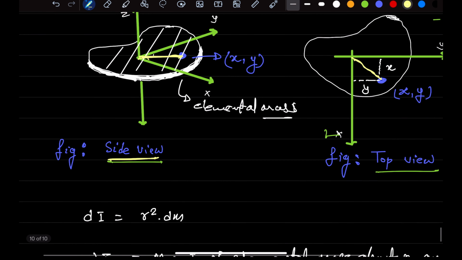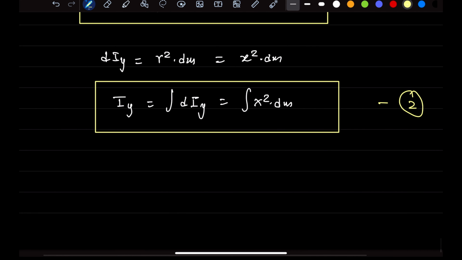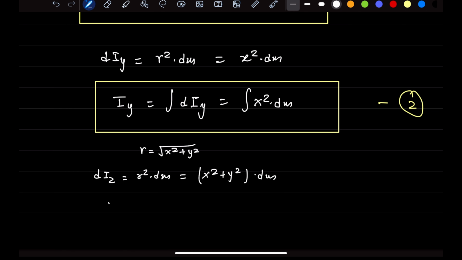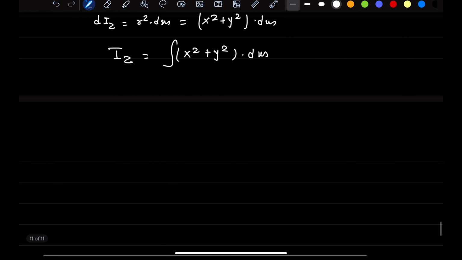Yes. So if I take the elemental mass and define the perpendicular distance for that elemental mass from the z-axis, that perpendicular distance will be under root x square plus y square. So if I calculate dI about the z-axis, that is r square dm, so that will be x square plus y square dm. If I calculate Iz, that is integration of x square plus y square dm. Okay, so this is Iz.